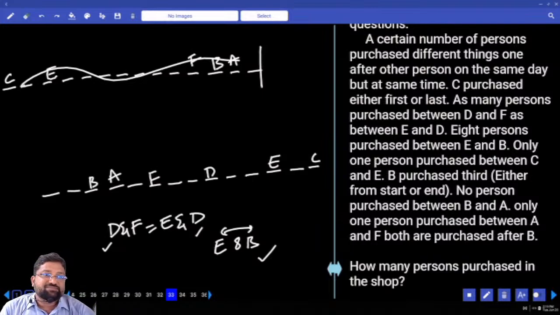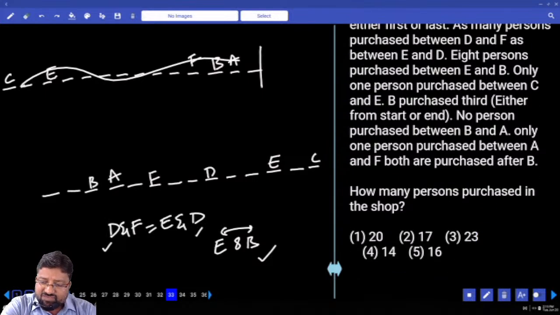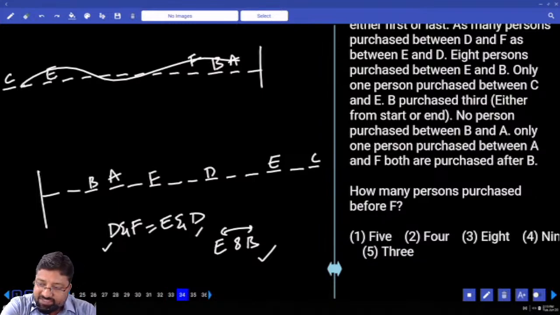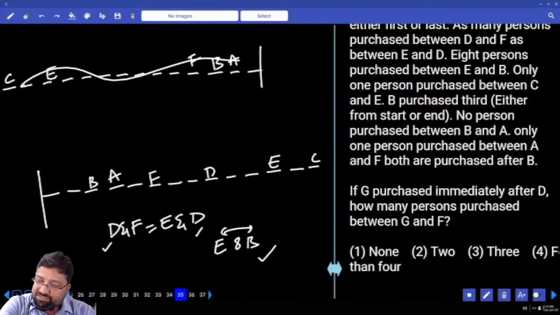Is this clear? Come on. How many persons purchased in the shop? Please count. 14 persons. How many persons purchased before F? 5. If G purchased immediately after D, how many persons purchased between G and F? 3 persons.